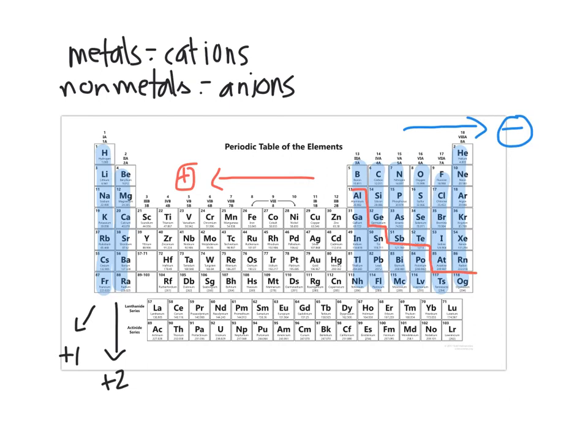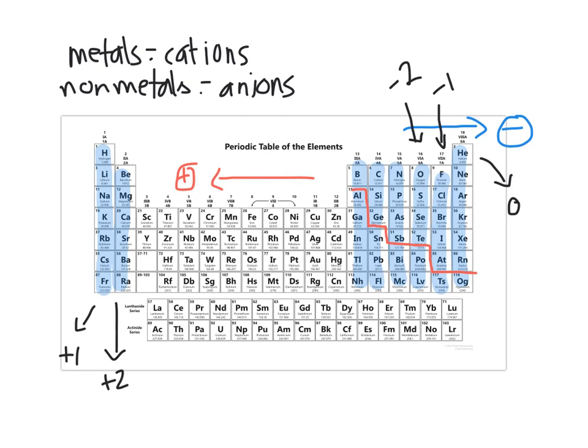Nonmetals will tend to gain electrons to make anions, and they tend to gain the number of electrons that will provide 8 electrons in their outermost shell. So if we look at the noble gases, they already have 8 electrons in their outermost shell, and so the noble gases tend to make neutral atoms only. The elements in group 17, or 7a, already have 7 electrons in the outermost shell, so they tend to gain 1 and make negative 1 ions. In group 16, they have 6 electrons in their outermost shell, so they tend to gain 2 to make minus 2 ions.